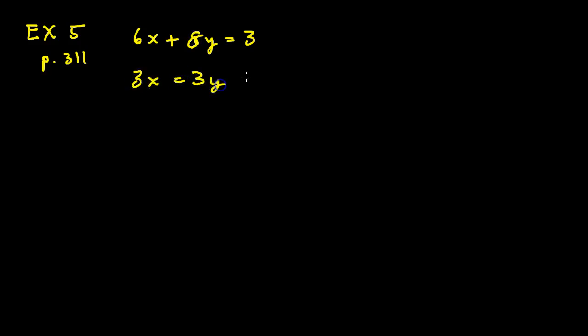All right, the next one's a little bit nastier. Let's look at example 5 on page 311. All right, write down the system here. 6x plus 8y equals 3. That's an 8 there. 6x plus 8y equals 3. And the second equation, 3x equals 3y plus 5.